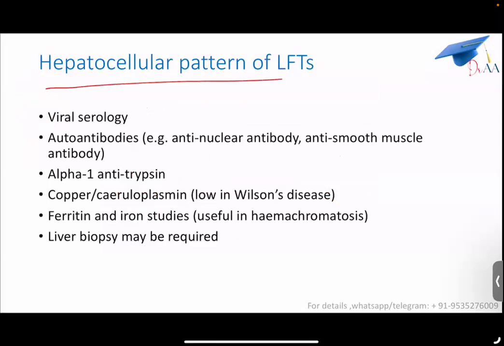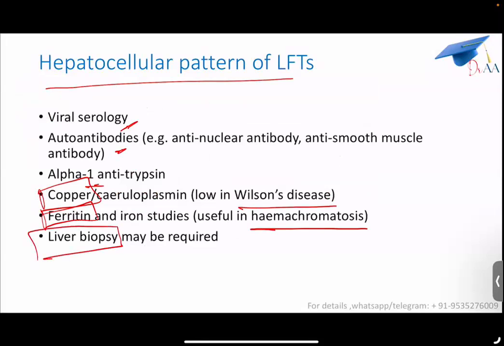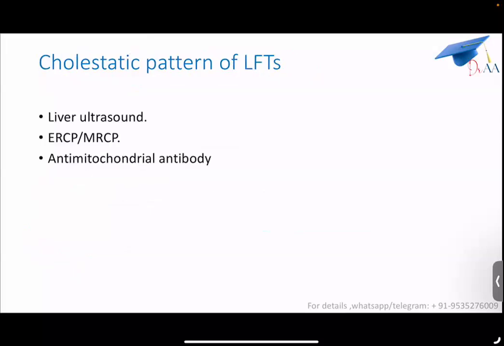Whenever there is a hepatocellular pattern, always get viral serology. Autoantibodies will be required. Sometimes alpha-1 antitrypsin might be required. Sometimes it might be because of abnormal deposition of copper in the liver, known as Wilson's disease. Abnormal deposition of iron, known as hemochromatosis, can cause this. Sometimes if you're thinking it is a hepatocellular carcinoma or metastasis from some other place, the liver being the commonest organ for metastasis, then you might have to get a liver biopsy done.